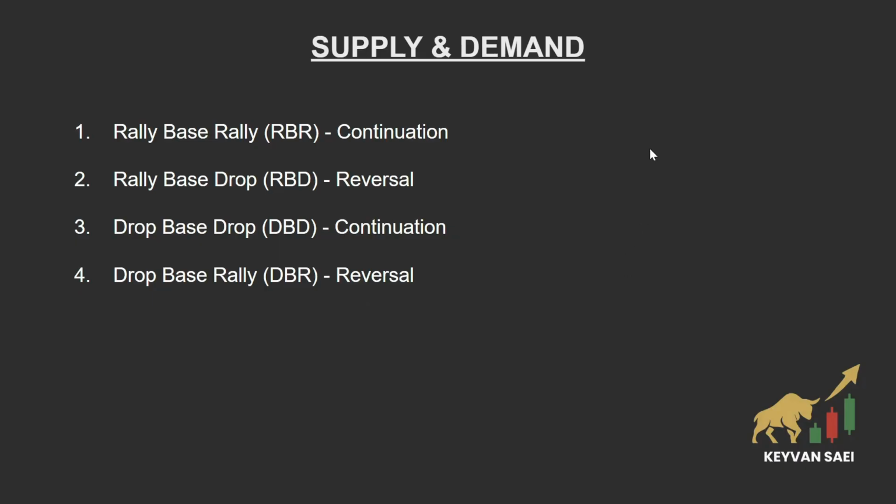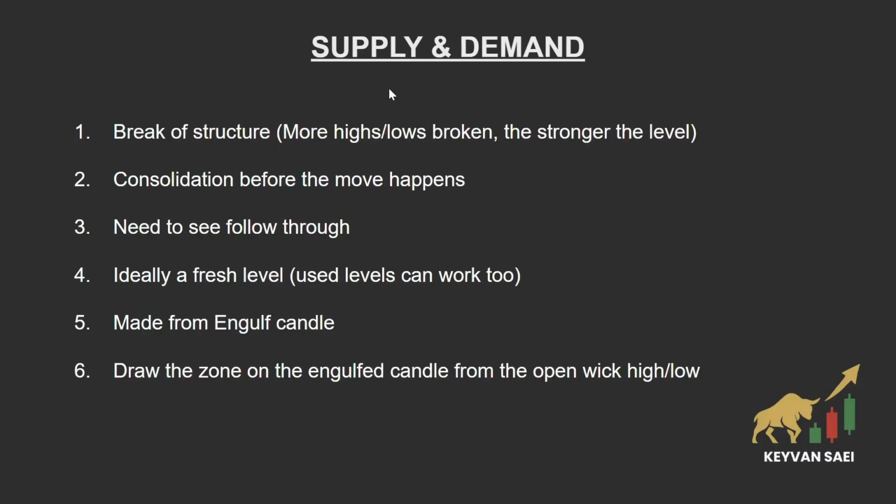These four are very important, and whenever you draw a supply or demand level, it needs to be one of these four, and you need to be able to label them. Before I actually show you how to draw them, we need a couple of criteria in order to validate a zone before we actually draw the level. The first point is we need to see a break of structure. We need to see highs and lows being broken, and the more there are, the stronger the level is.